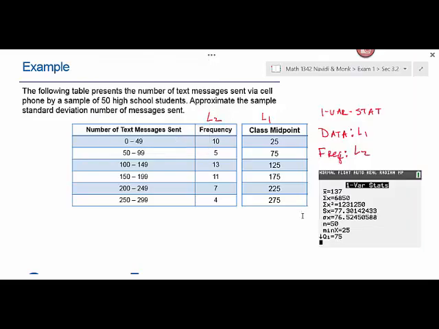We were asked to approximate the sample standard deviation. Which one of these do I want? The Sx or the sigma x? The Sx, because it was a sample. This is the one that I want. I don't want this one. So we would say that our sample standard deviation is approximately equal to 77.3.